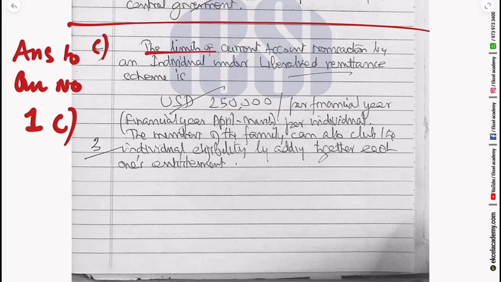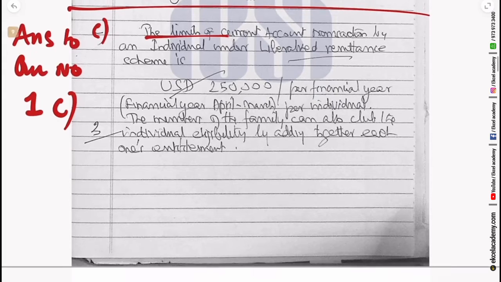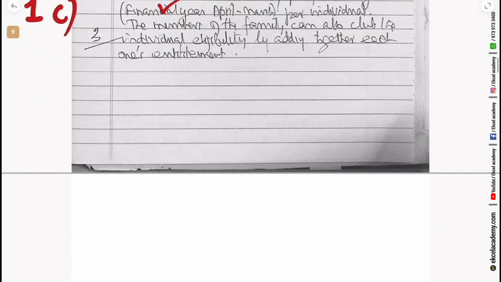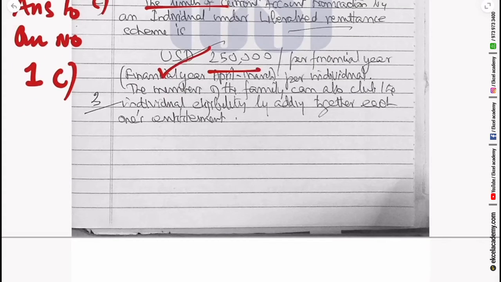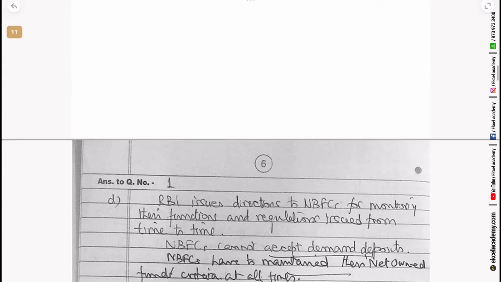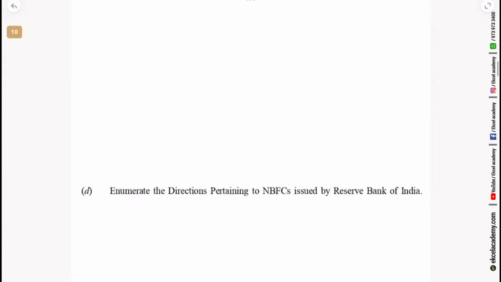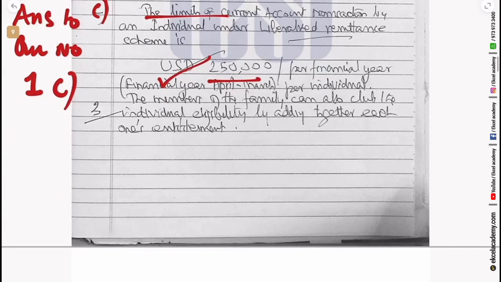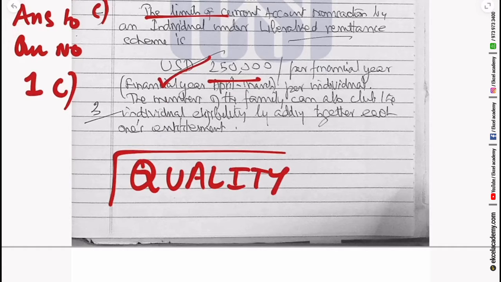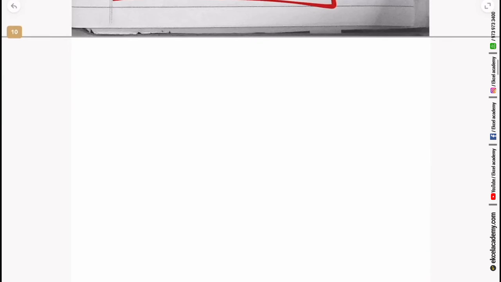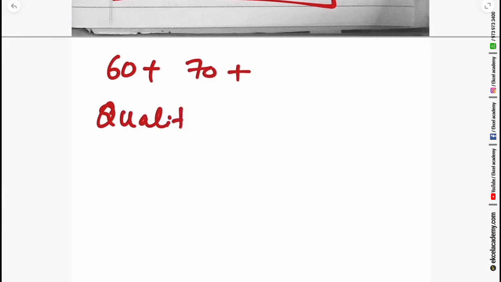So the limits have been given and the limit has been explained, that is 250,000 US dollars, and marks have been scored. So please see here, when the answer is correct, quality is what gets marks. Quality, it is not only quantity. But as you have seen in all the papers in which our Ekcel Academy students have scored marks, especially students who scored 60 plus, 70 plus, it is a combination of quality and quantity.